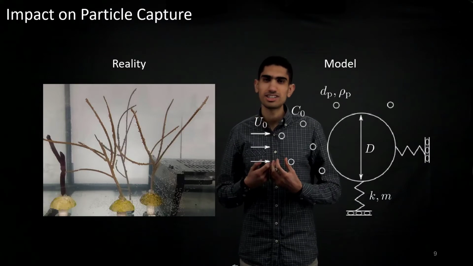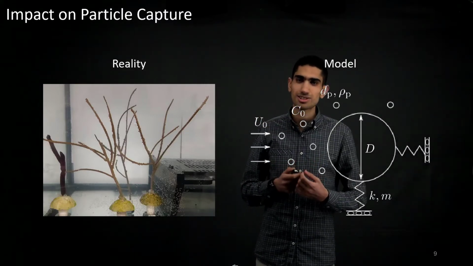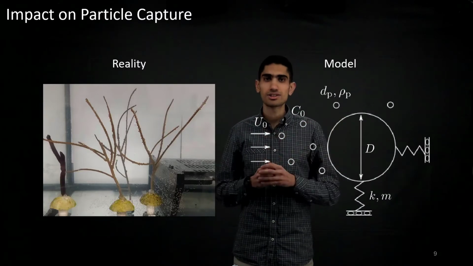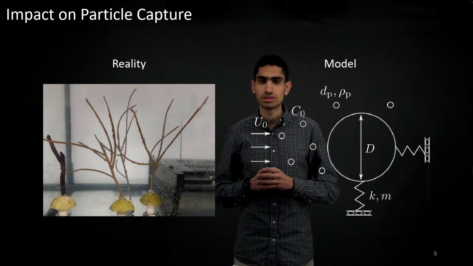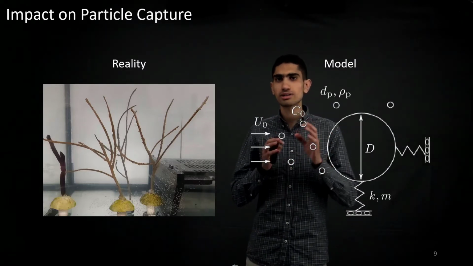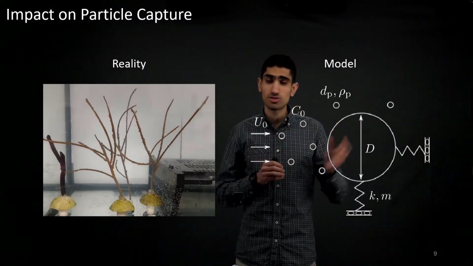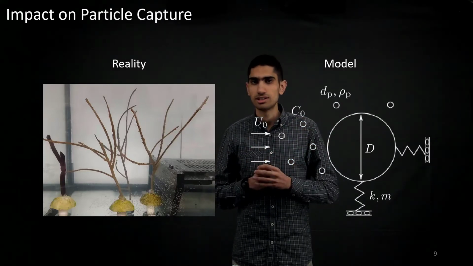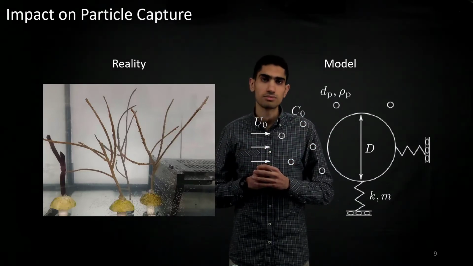And we as engineers love to simplify things, sometimes drastically. So we took a single branch and considered it as a circular cylinder, which is mounted on two springs so that it can move in both directions. The particles are considered as spheres and also non-motile, so they can't actively change their trajectory by swimming, for example.